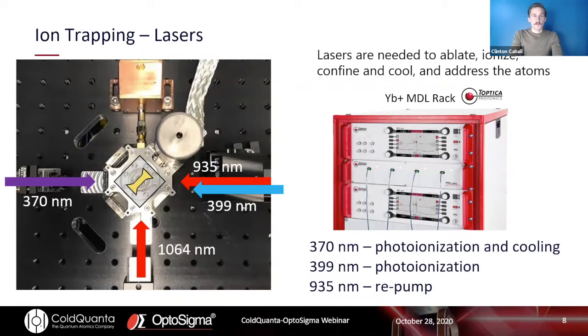Next, for building a trapped ion experiment, like I said before, we cool and control the ions using laser light. Each atomic species is going to have associated with it its own unique set of wavelengths that you need to address the ion. In the system I'll talk about today, we use a ytterbium ion. And so Toptica Photonics has created these really nice multi-diode laser racks specifically for ytterbium, where they have the laser light and control electronics in a rack-mounted system. And these wavelengths are 370 nanometer light for photoionization and cooling, 399 for photoionization, and 935 as a repump wavelength.